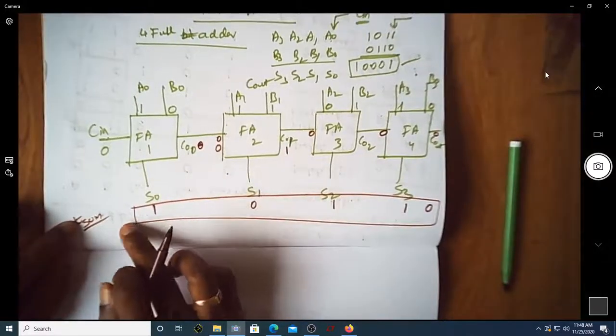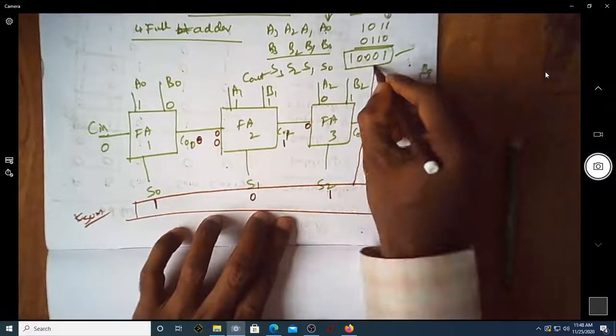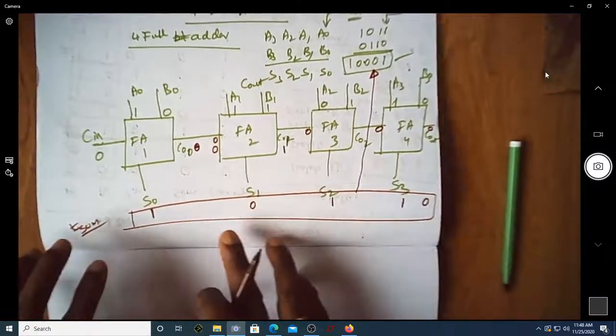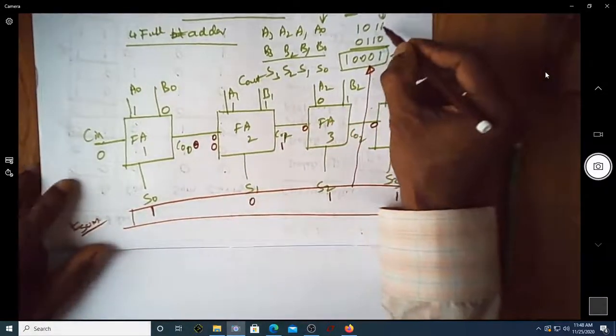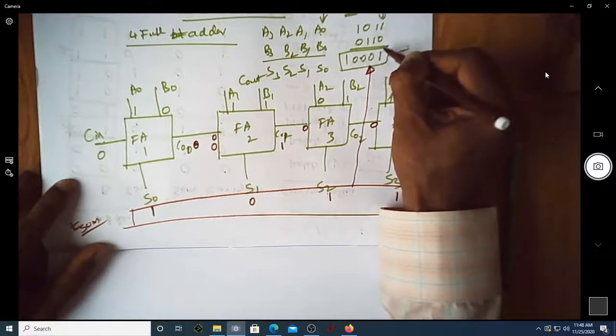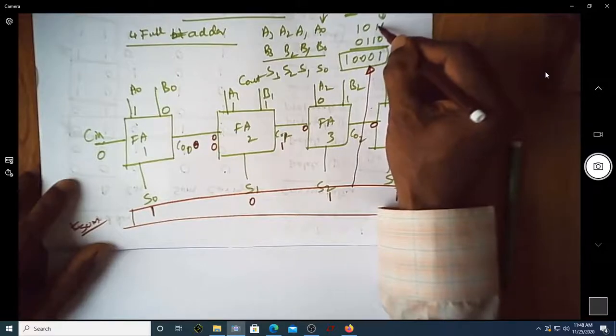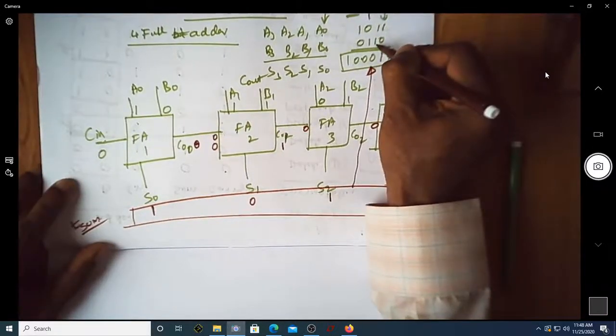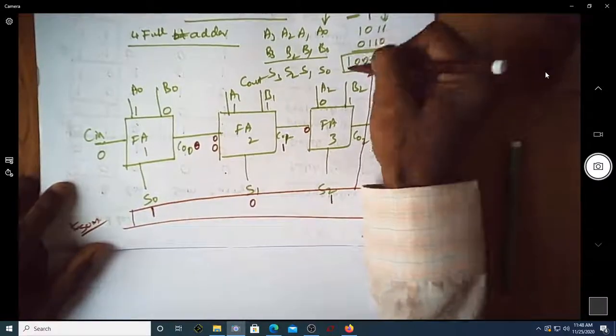So this is not the expected value. You can see your expected value is totally different from the value you are getting, because while doing it, we did 1 plus 0 is 1 with no carry. Then 1 plus 1 is 0 with a carry. You can see now we are actually making this carry propagate.